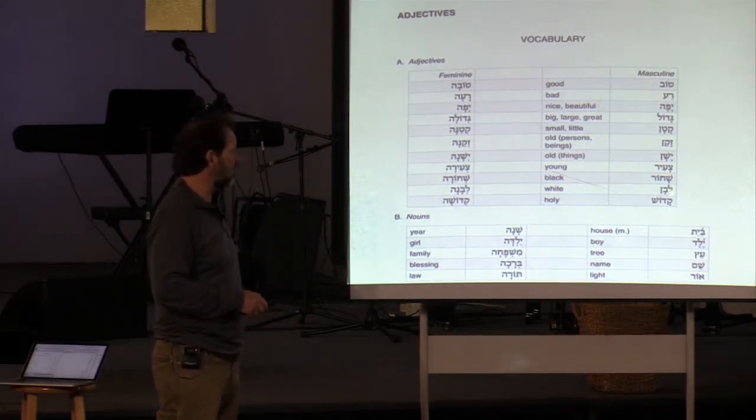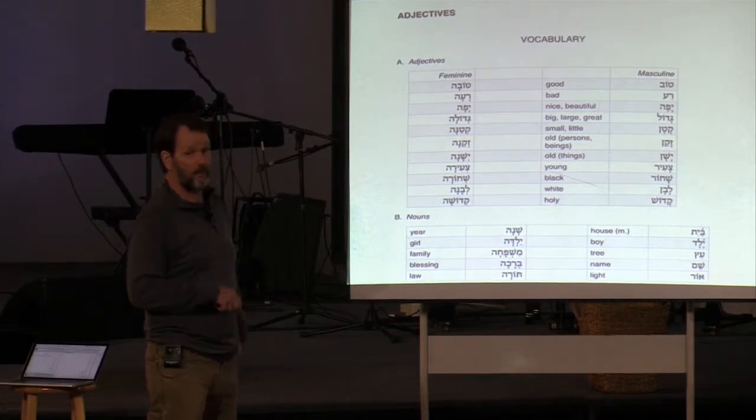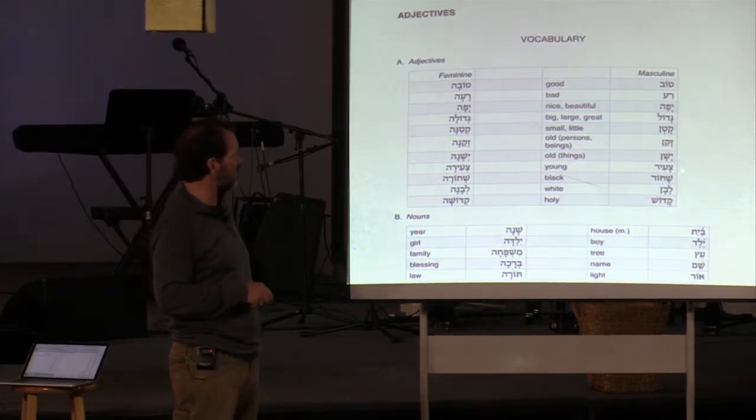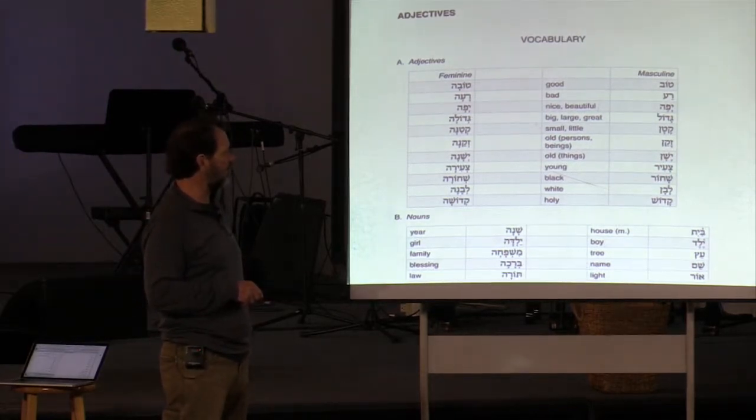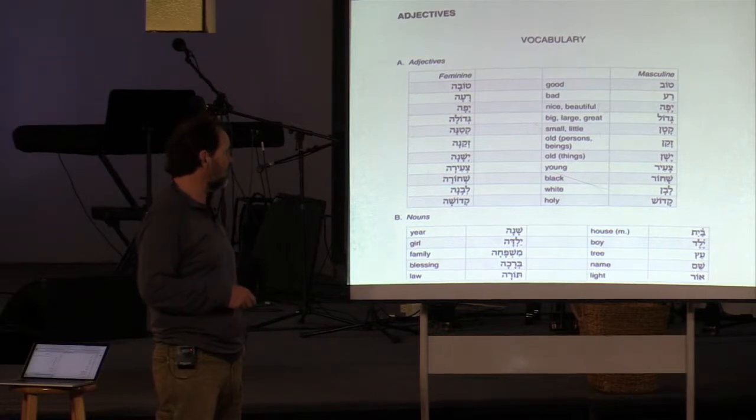And so this is a very common word in your exercises that you went through at the end of both chapter 7 and chapter 8. So you should have that. Zair, which means young, and Zaira. Once again, no surprises. And then you have Shakor for black, and then you have Shakora.